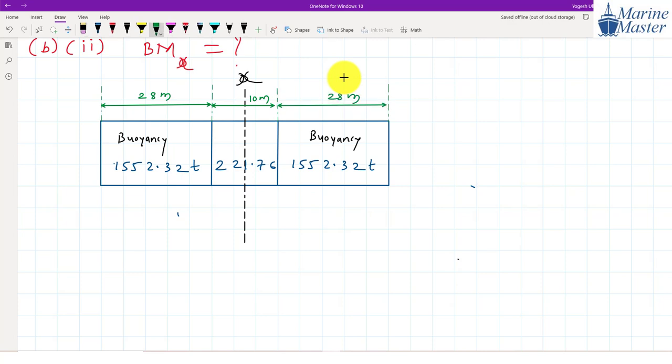Next thing guys. See this buoyancy, where will it act guys? From here, exactly at the center. So, guys, I am drawing one dotted line from here. Just observe this dotted line. Guys, observe. One minute, let me use a proper straight line so that you will get a proper understanding.